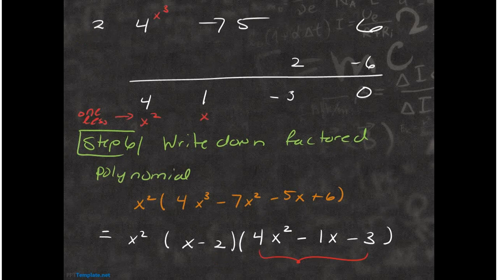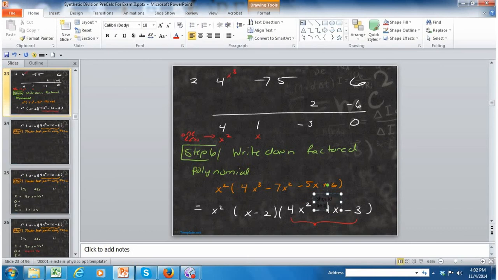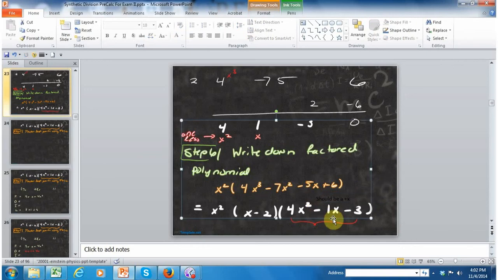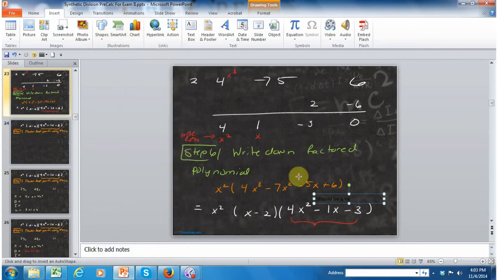Then the remaining portion I got by writing down the coefficients of the factored polynomial. I started out with something that was x cubed, 4x cubed minus 7x squared minus 5x plus 6. Now the factored version would have an x squared. So the 4 would be attached to the x squared. The 1, which is right here, would be the coefficient of the x. And then we get a negative 3. And I see I have a minus sign error there. So let me put in here. Should be a positive x. So right here we should get a plus x.